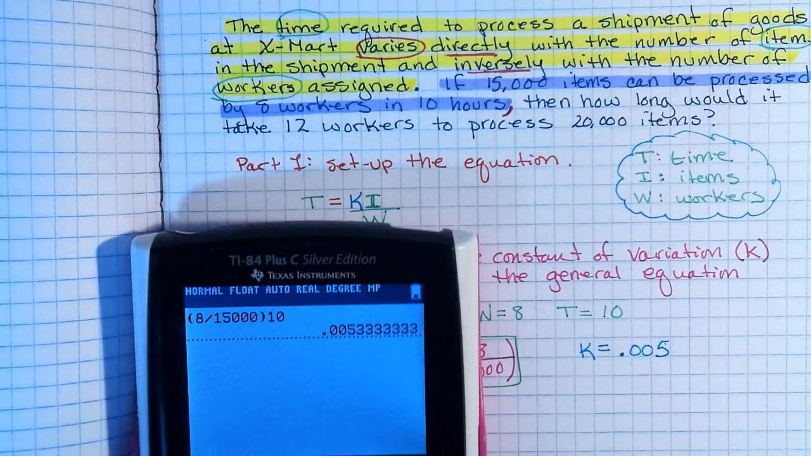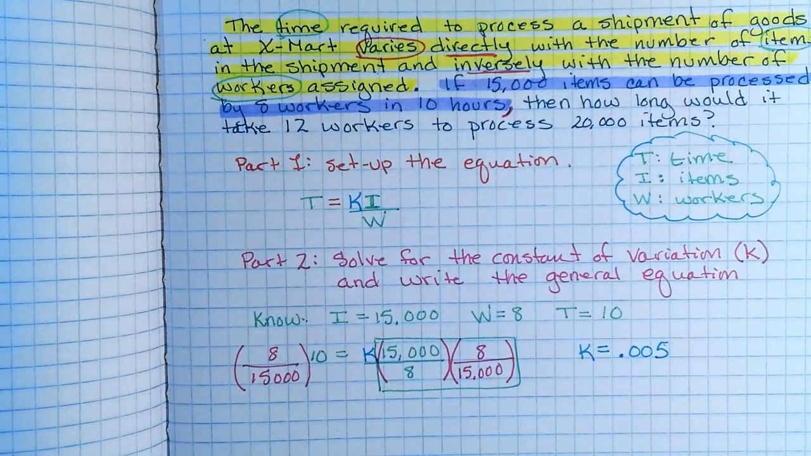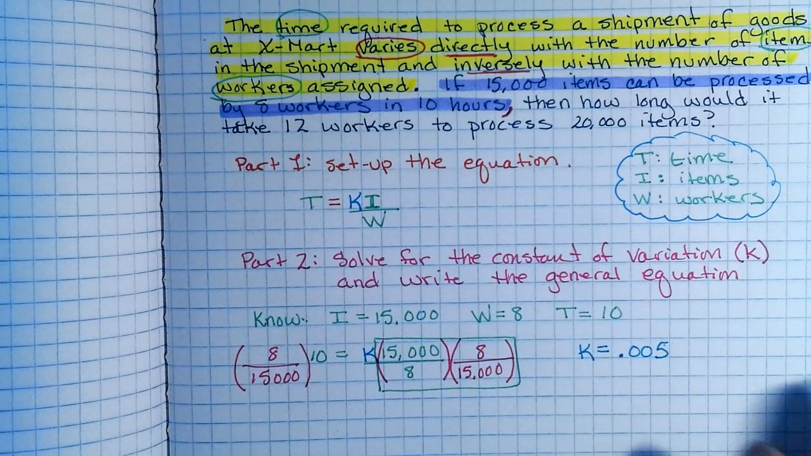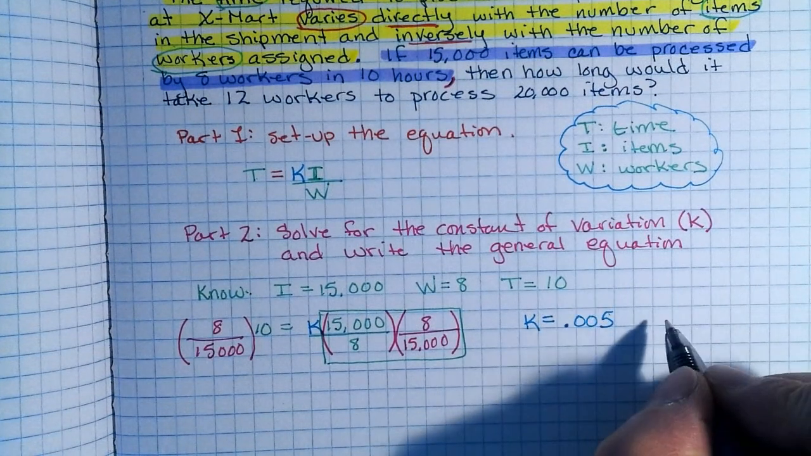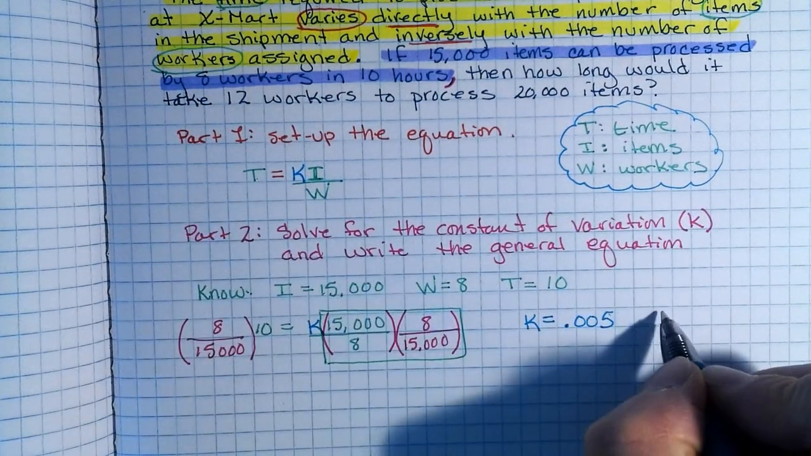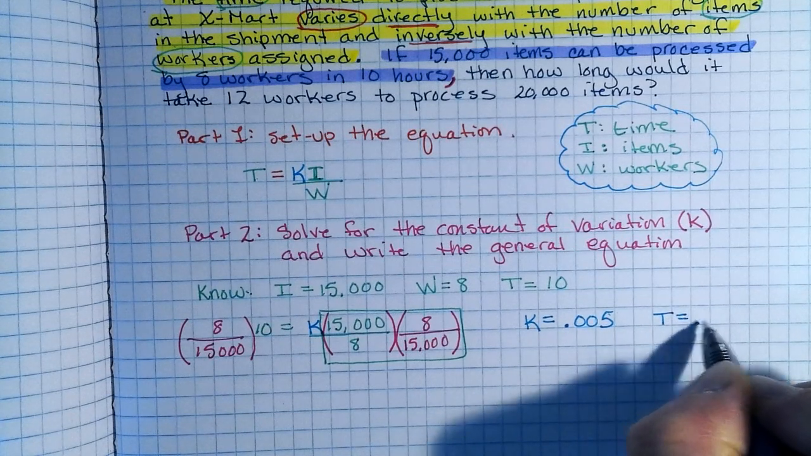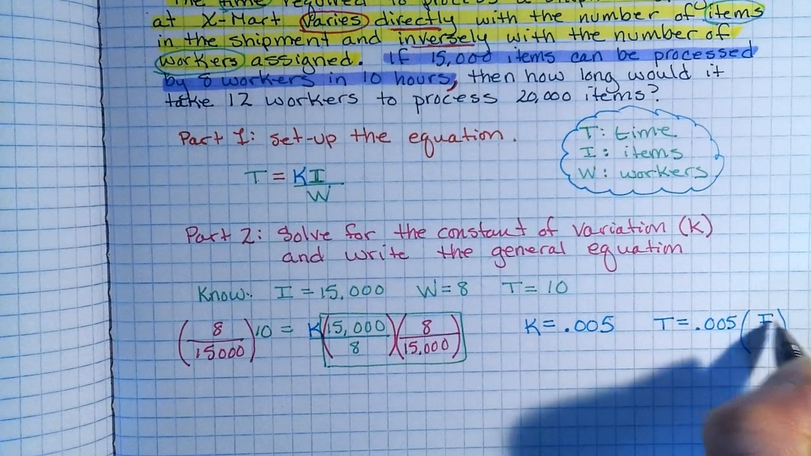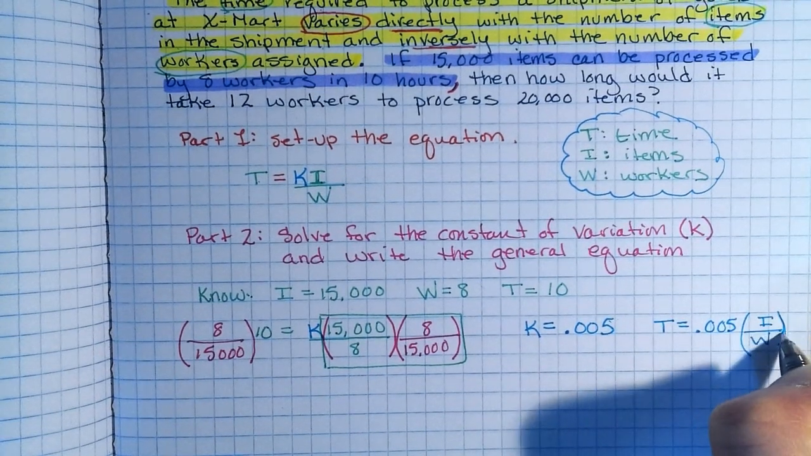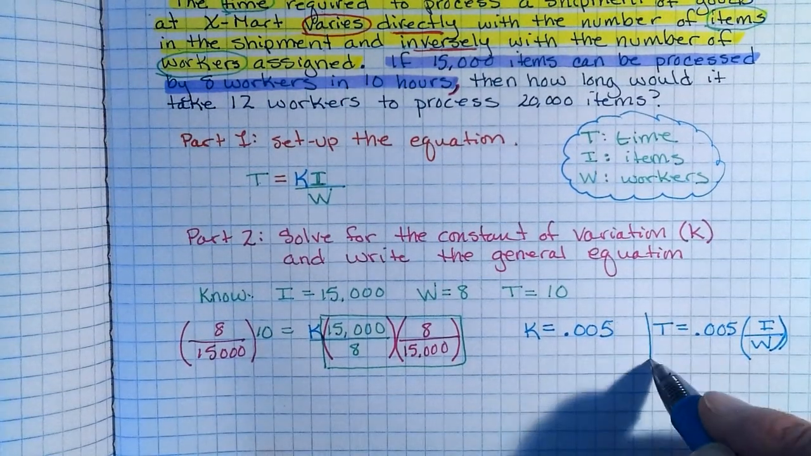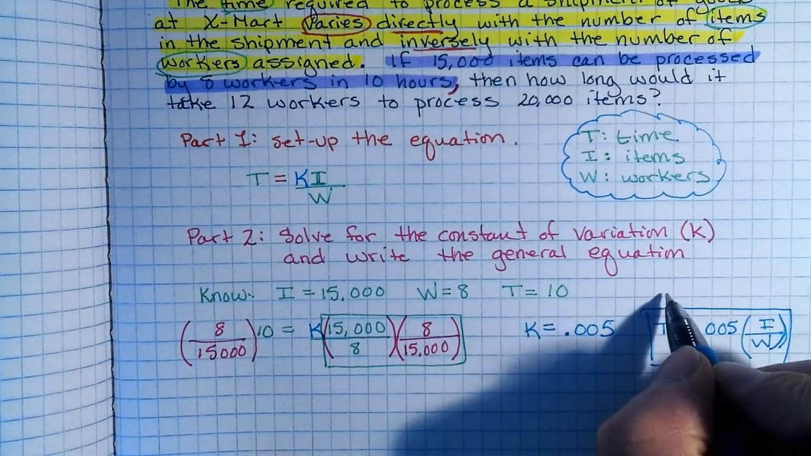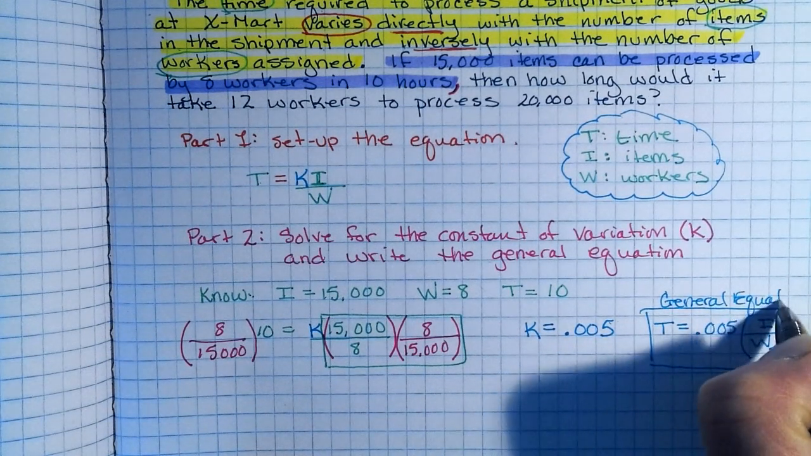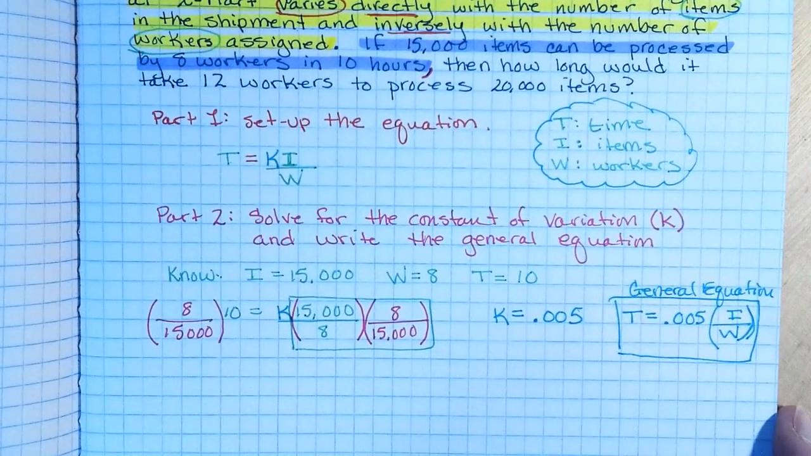0.005. So now remember, after we solve for K, that's what we did here, we're going to write the general equation. So that means the general equation, looking here, T is equal to 0.005 times I divided by W. Okay, so now this is my general equation right here. You have to have this.